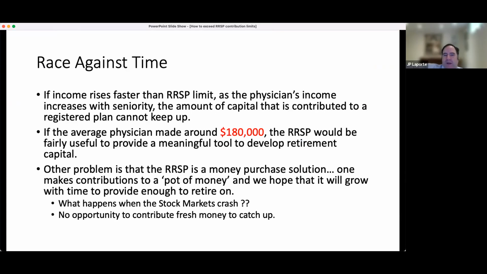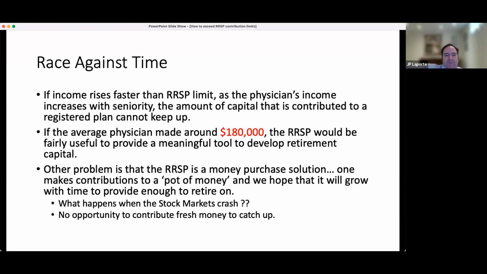So we're really in a race against time, because if the income is rising faster than this RRSP limit, and this is what we expect, and that's what we actually see over time with seniority, the amount of capital that is being contributed to this registered plan just doesn't keep up. So that's the real crux of the problem with using an RRSP to create some sort of a retirement plan.